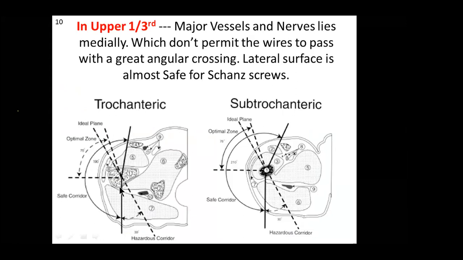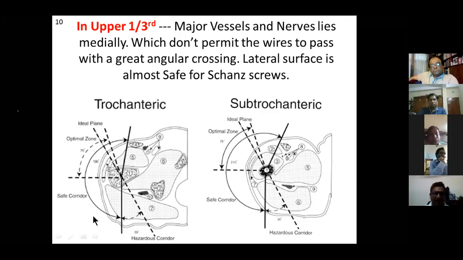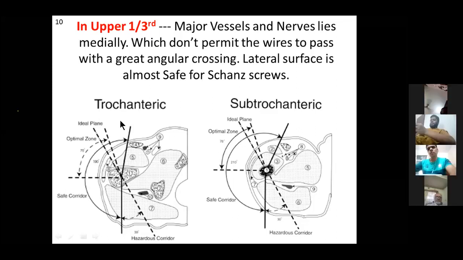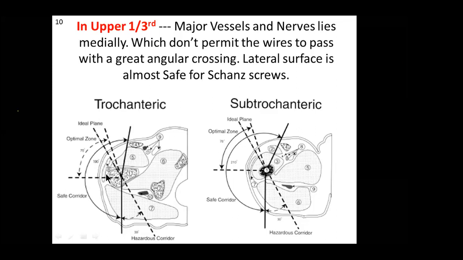In the trochanteric region, look, this is the femur trochanter, and from here to here is the safe corridor. You can place wires, but it is so cumbersome to place wires, so it is safe for the Schanz screws. And this is also the subtrochanteric region. The angle is a little bit more than the trochanteric region, and this is the safe zone.